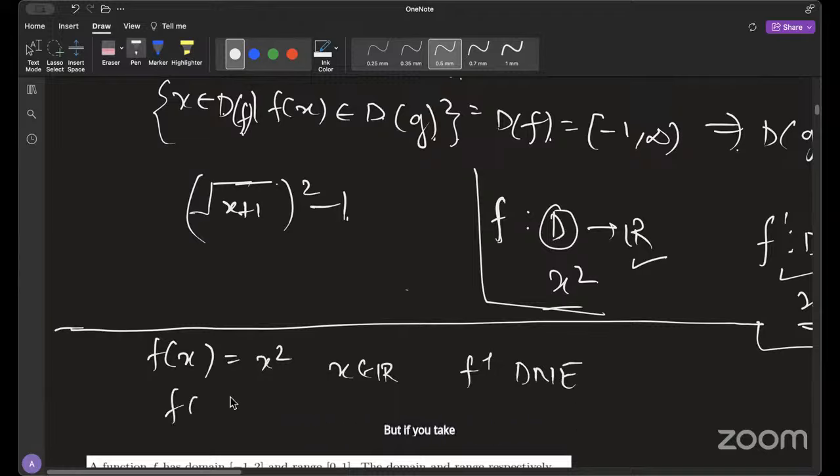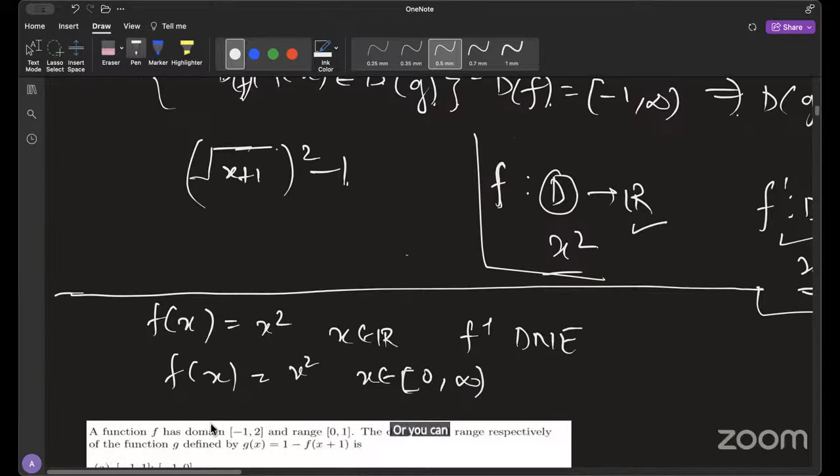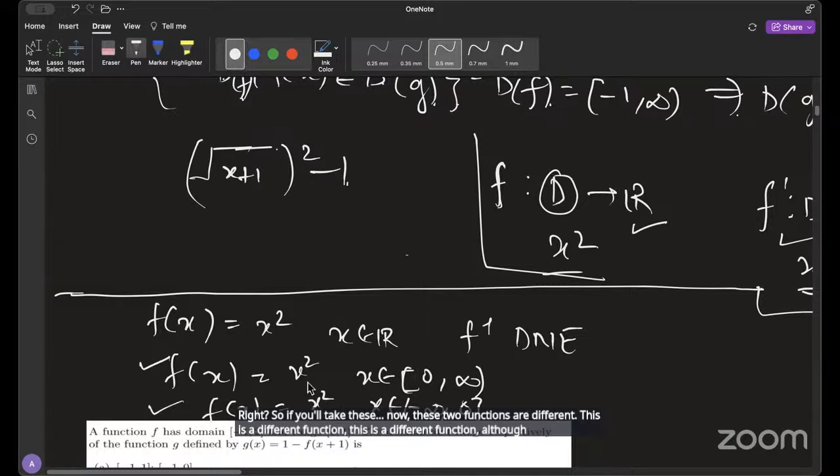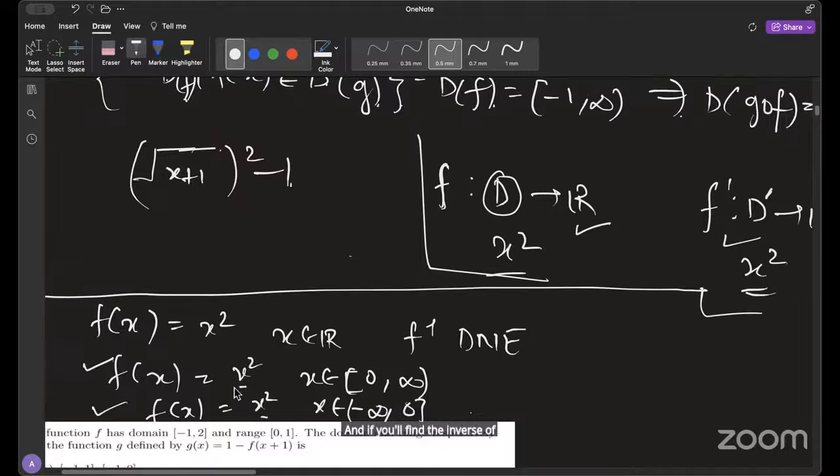But if you take f(x) equals x square with x belonging to 0 to infinity, you can include 0 here, or you can take f(x) equals x square where x belongs to 0 to minus infinity, right? Now these two functions are different, although they look the same, because the expression is the same here. They are different functions. And the inverse of this function is square root of x, and the inverse of this one is minus square root of x.